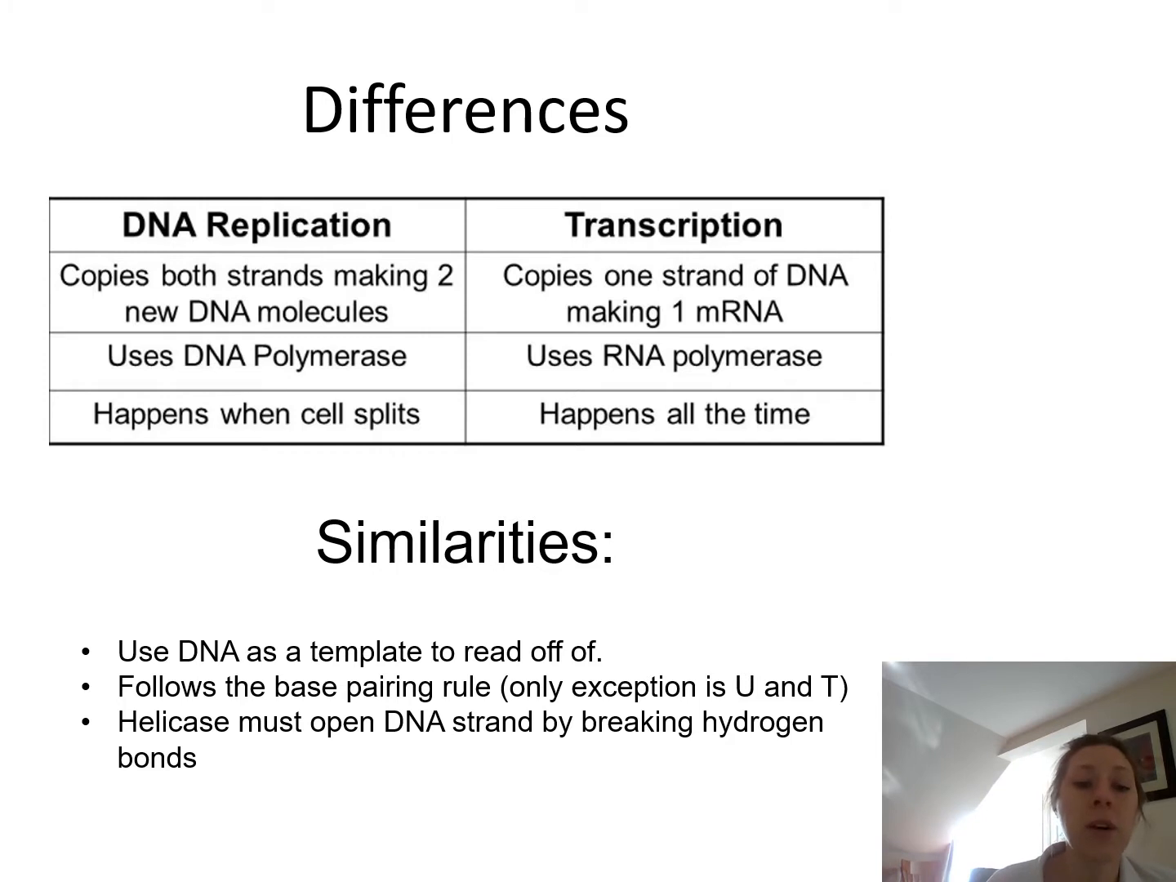In terms of similarities, DNA is the template for both of these processes. They're going to follow base pairing rules, again, except for the U and T difference. And helicase is going to be used to open up the DNA in order for this process to occur. So that's a little recap. We're going to move on to translation now. So what happens to that messenger RNA molecule when it reaches the ribosome?